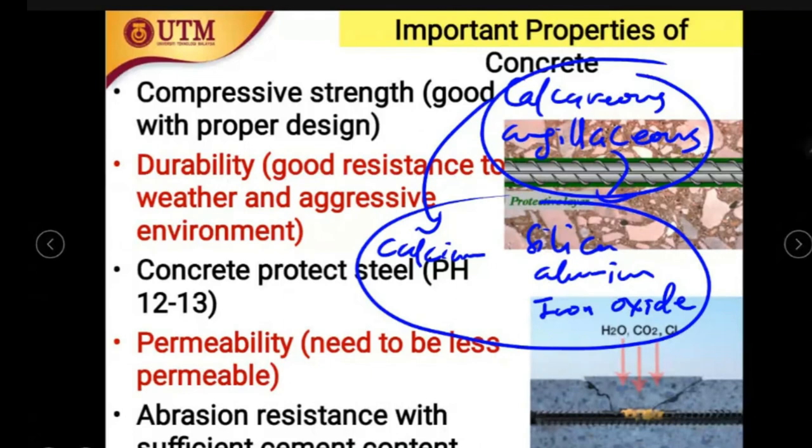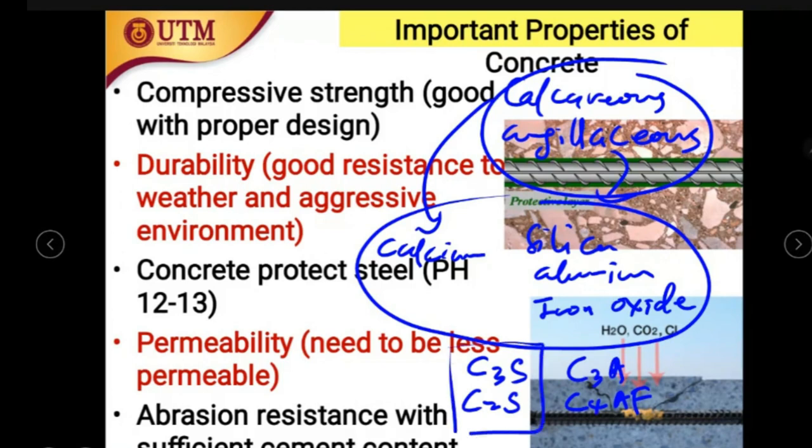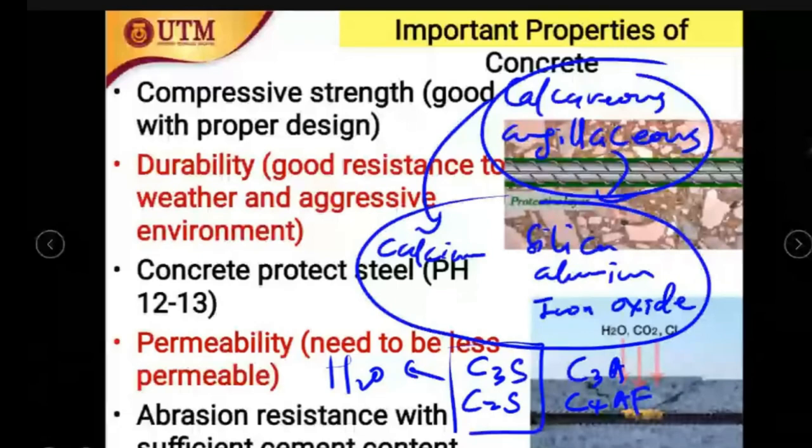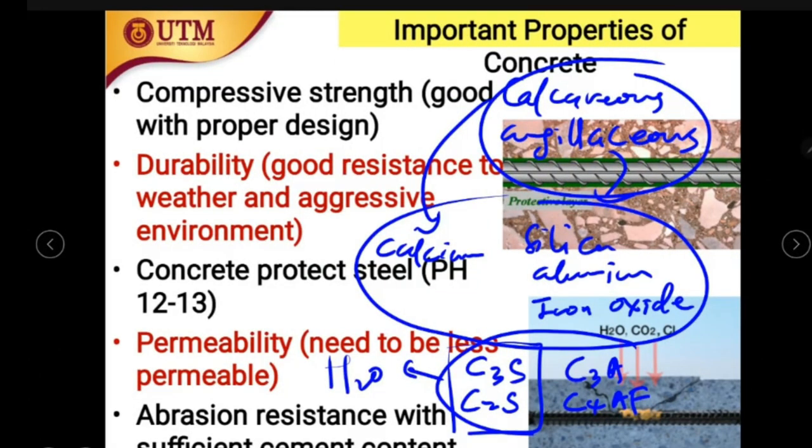more complex compounds, which we call tricalcium silicate, dicalcium silicate, tricalcium aluminate, and also tetracalcium aluminoferrite. So when we burn all these things, they become these four main compounds. Among these four main compounds, two of them will react with water. Of course, cement is made of these four main compounds.